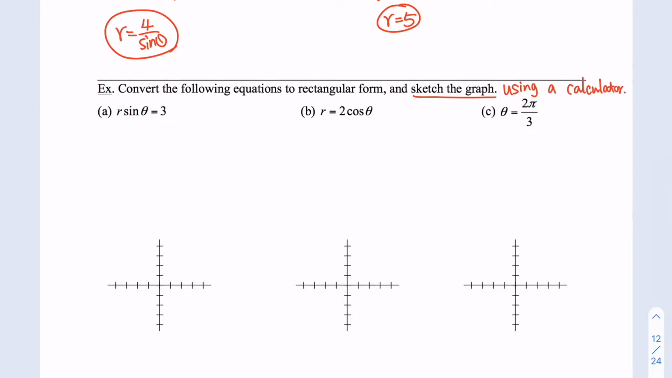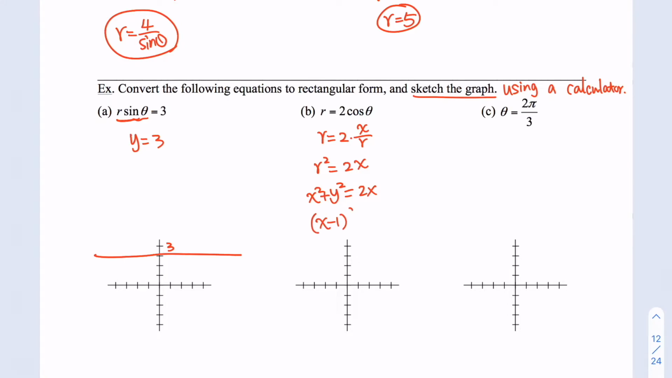So let's have a look at how to convert from polar to rectangular. r sine theta equals y, which gives us a horizontal line, y equals 3. For part b, if you don't realize, we can first multiply r, or switch cosine using x over r. Now we multiply r on both sides. r squared equals x squared plus y squared. And we can complete the square. It is a circle with center at 1 and radius equal to 1.